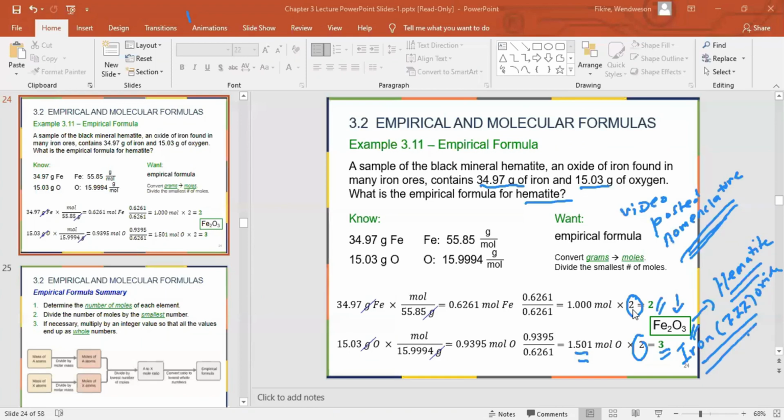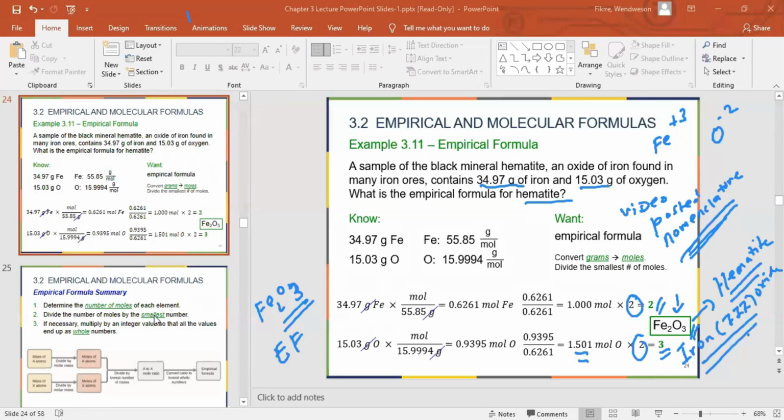So the 3 actually comes from iron, the 2 comes from oxygen. Oxygen always has a -2 charge, it's in group 6, but iron has a +3 charge. So we have to indicate iron, Roman numeral 3, oxide. So that's how we determine the empirical formula. This is the empirical formula because Fe2O3 cannot be broken down further, because that's the smallest whole number ratio. So we call this empirical formula.